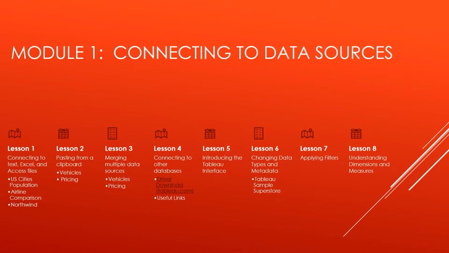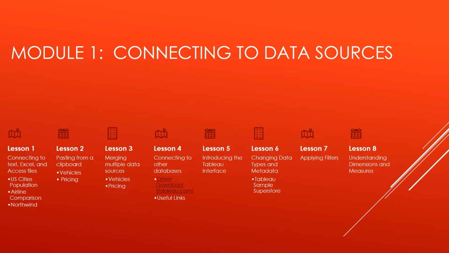The first module will focus on connecting to data sources. Now, it has 8 lessons in this module, and we'll start by connecting to text, Excel, and Access files. I have the files for you in the video description, and they're listed on this slide. So you're going to want to grab U.S. cities population. That is a text file. Airline comparison is an Excel file. And there is an Access database file called Northwind that you're going to want to grab as well.